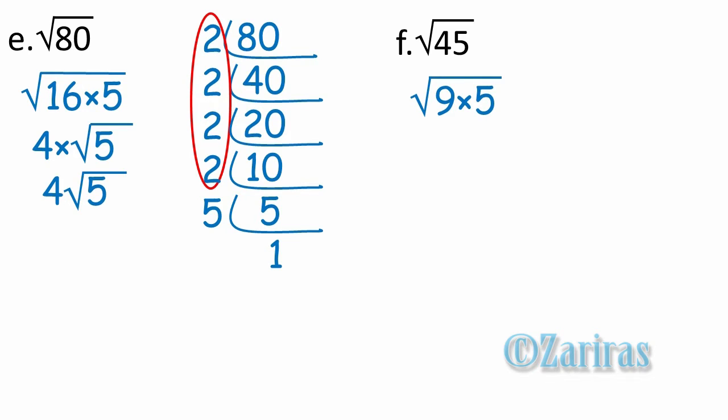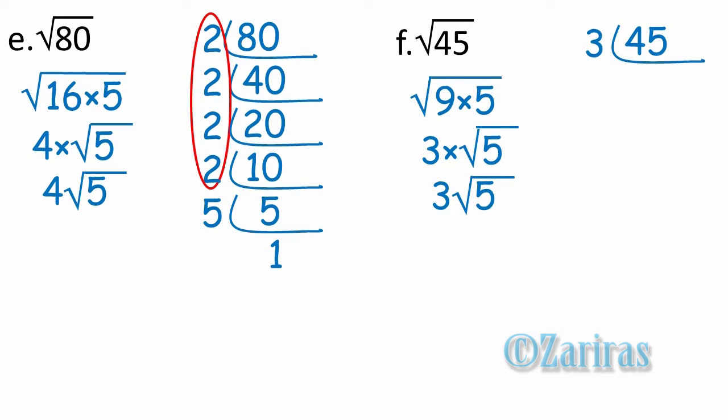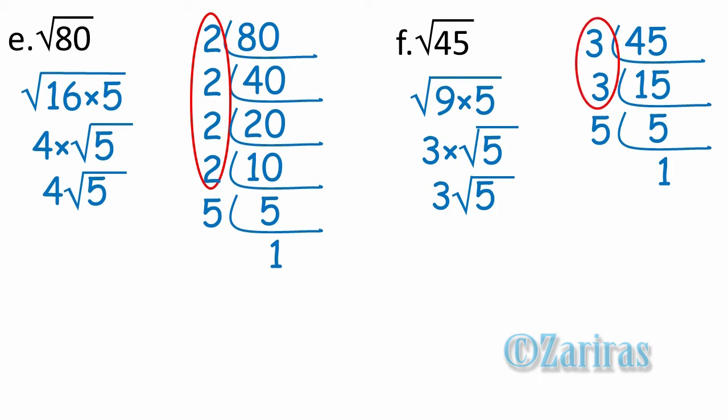Next we have 45. So 9 into 5 is 45. 5 is a prime number. Square root of 9 is 3. 3 into root 5, 3 root 5. If we are going to find it from the LCM method, 45 we have to divide by 3. 45 divided by 3 is 15. 15 divided by 3 is 5. 5 is the prime number. So we get 2 3's. If we divide them evenly we get 1 3. So 9 is the square number. Square root of 9 is 3.